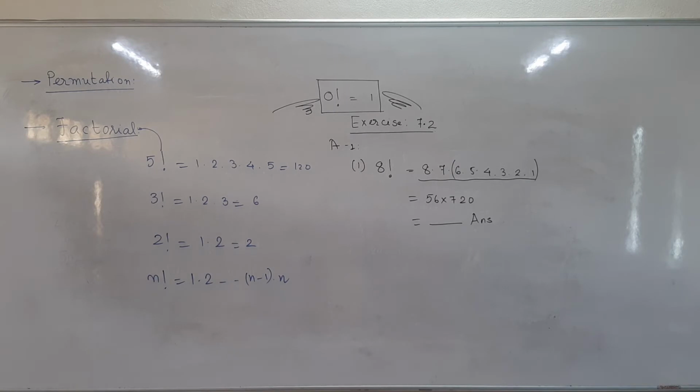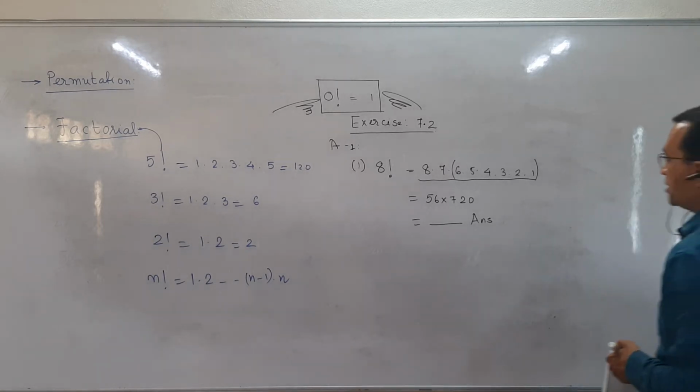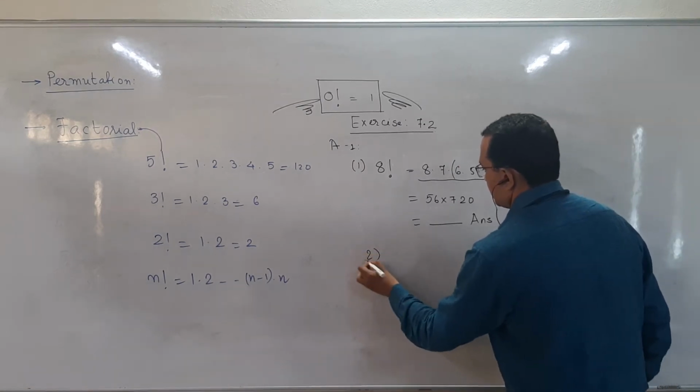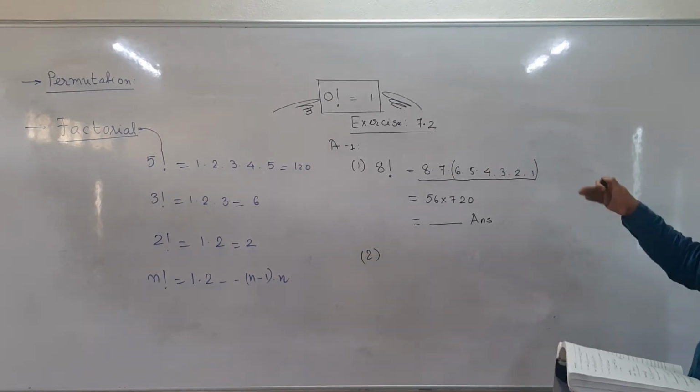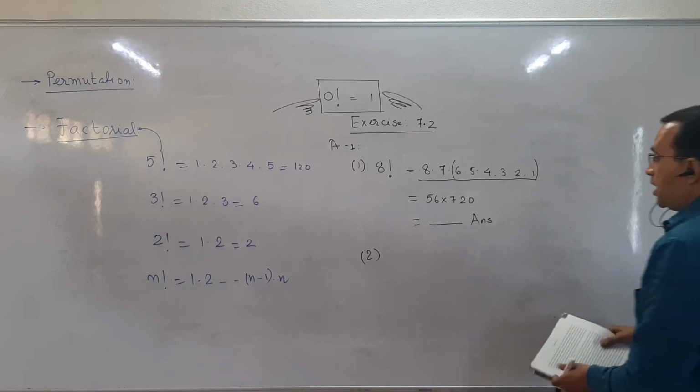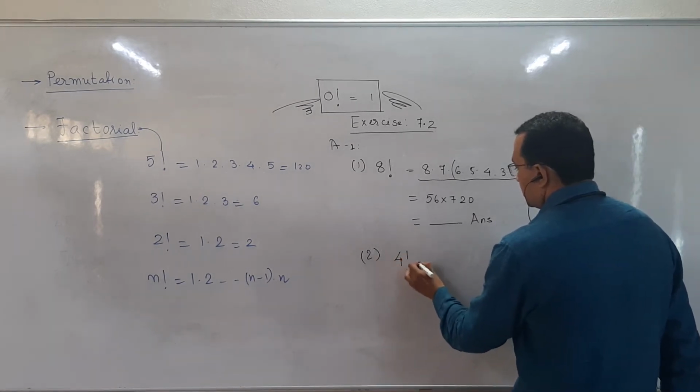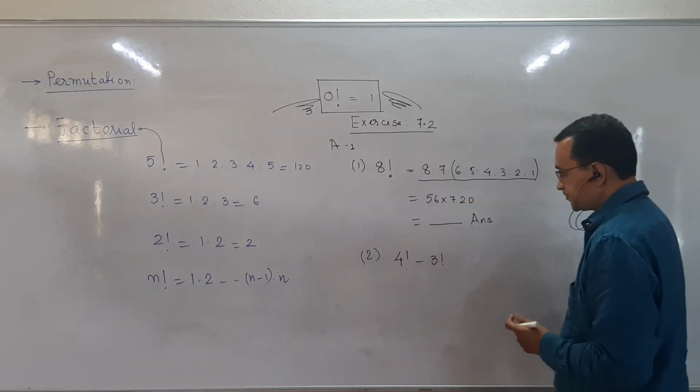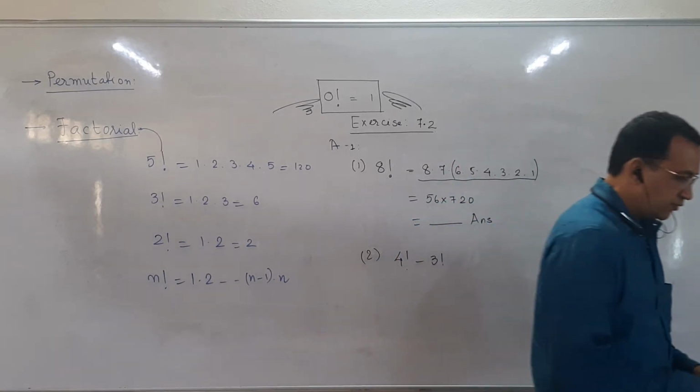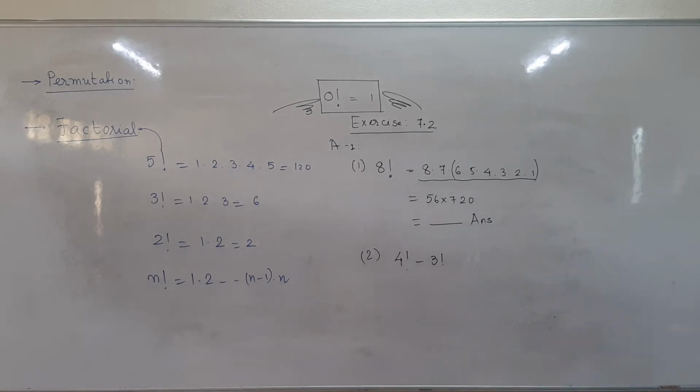So students, 8 factorial is the product of first 8 natural numbers. Second, I know the answer, I am not telling, it will be 40,000 something. Now, second is 4 factorial minus 3 factorial. Never read this as 4 exclamation minus 3 exclamation, students. One has to be very careful.